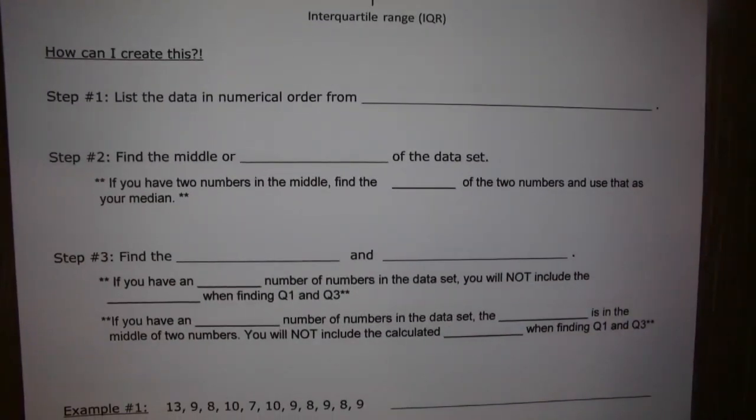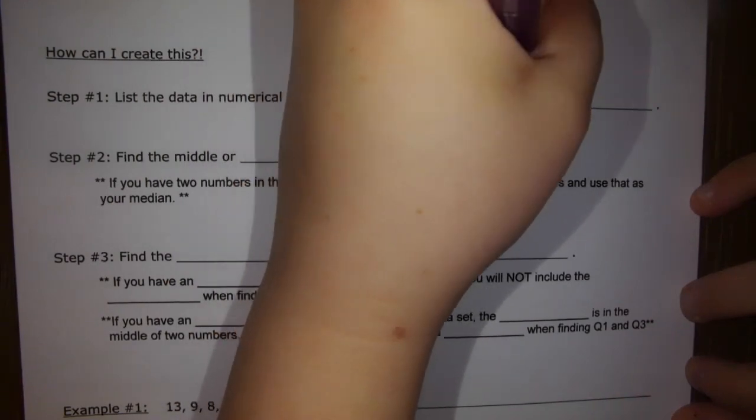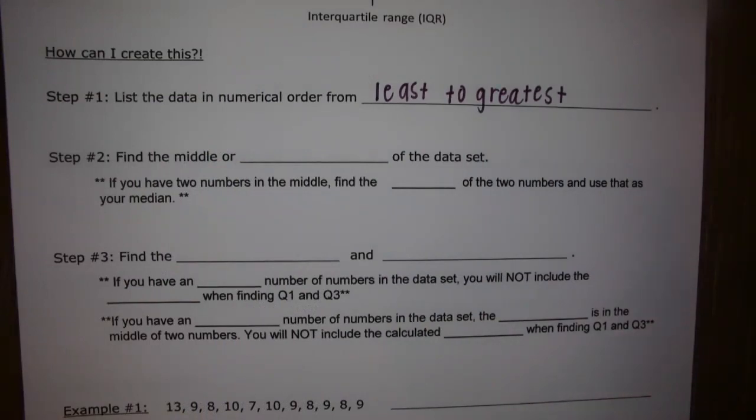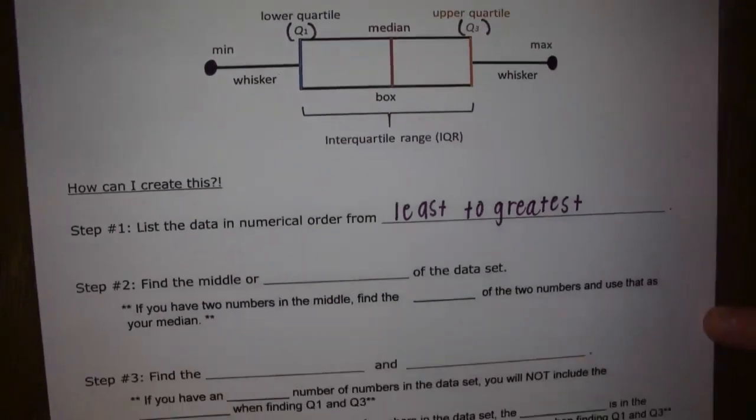First, step one. Like we do whenever we're finding mean, median, mode, and range, the first thing I encourage you guys to do is to always order your data from least to greatest. This is the most helpful way to make certain that you truly are finding the correct values when you go back and find all these different measurements.